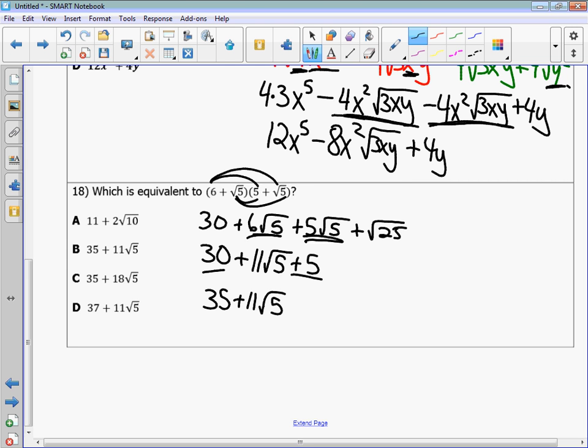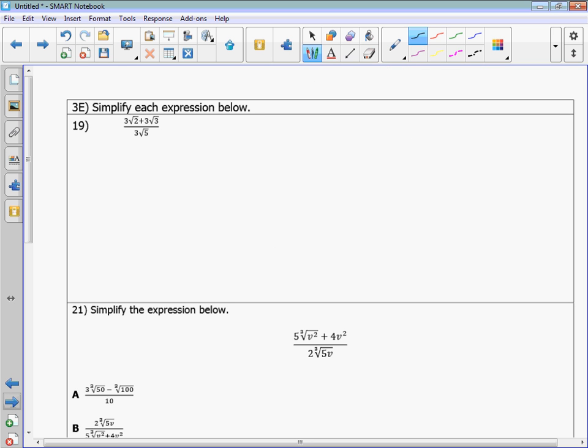Monomial in the denominator, so this is a monomial. The monomial is just multiplied by the radical of the base. Multiply the numerator and denominator just by the square root of 5. The numerator is a binomial, so 3 square root of 2 times the square root of 5 is 3 square root of 10. 3 square root of 3 times the square root of 5 is 3 square root of 15. And the denominator, 3 square root of 5 times square root of 5 is 3 square root of 25.